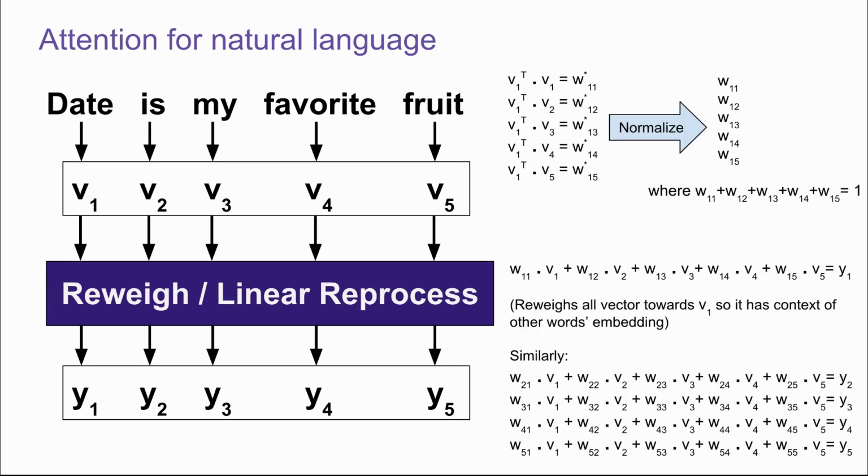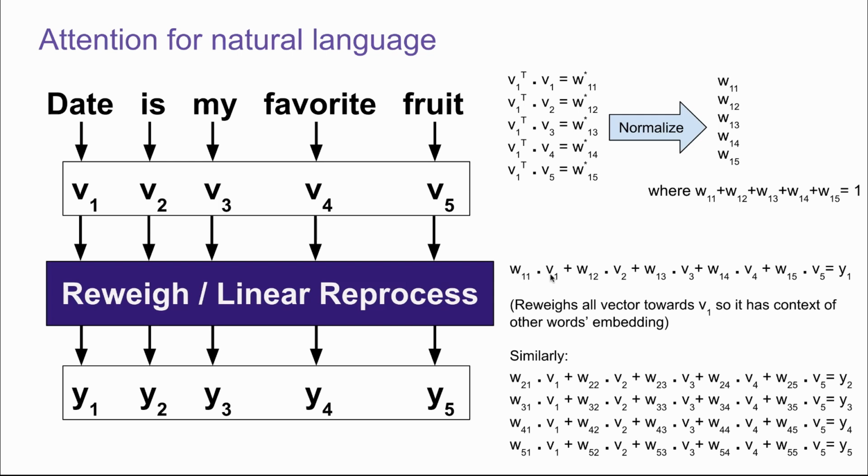So what we do is usually like this. v1 is a vector. So the dot product with v1 gives a number, a real value w11. Similarly with all the w12, w13, w14, w15. And then we normalize them so they add up to the value 1. And this is the weight that we need. And then we use this weight to reweigh v1.